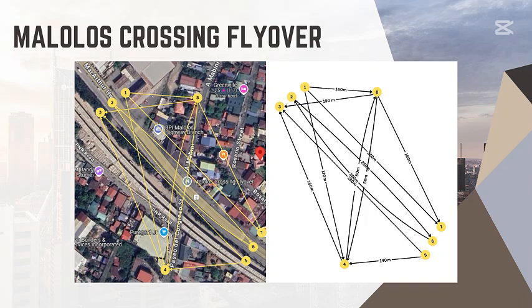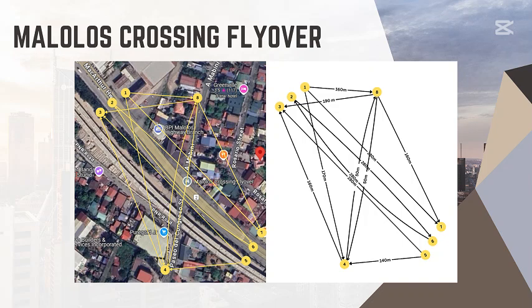Transforming the map into a graph theory problem, we have acquired an 8-vertex, 12-edge directed graph. Applying the shortest path problem to identify the fastest route to arrive at certain vertices in Malolos Crossing flyover. So we have an example of trying to arrive from vertex 1 to vertex 4. We have acquired two possible routes.